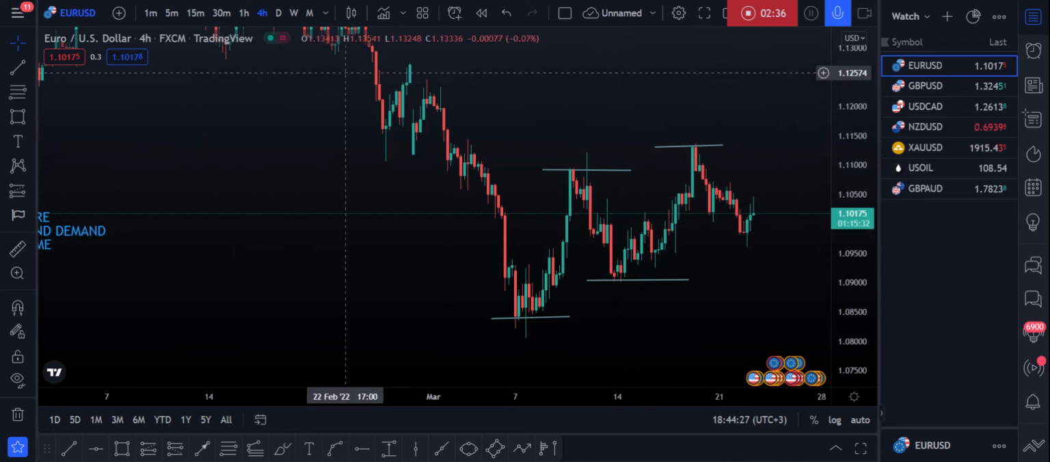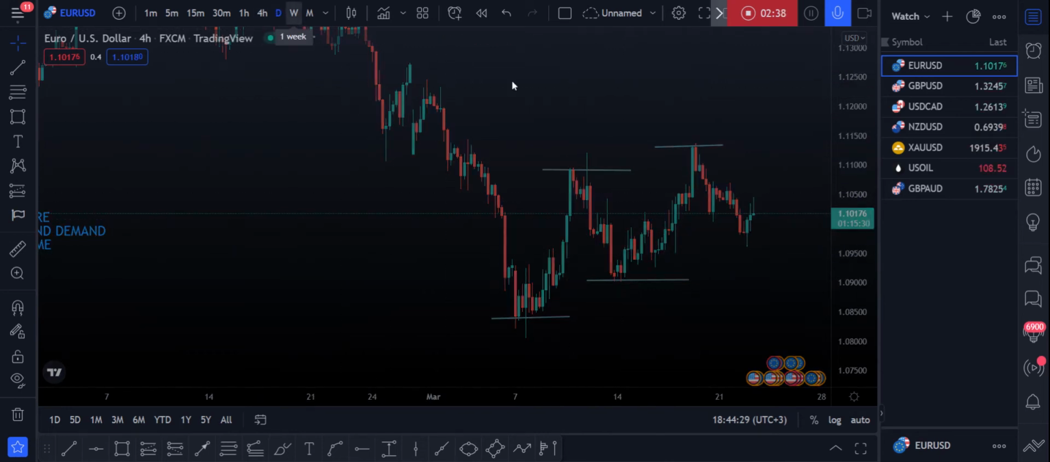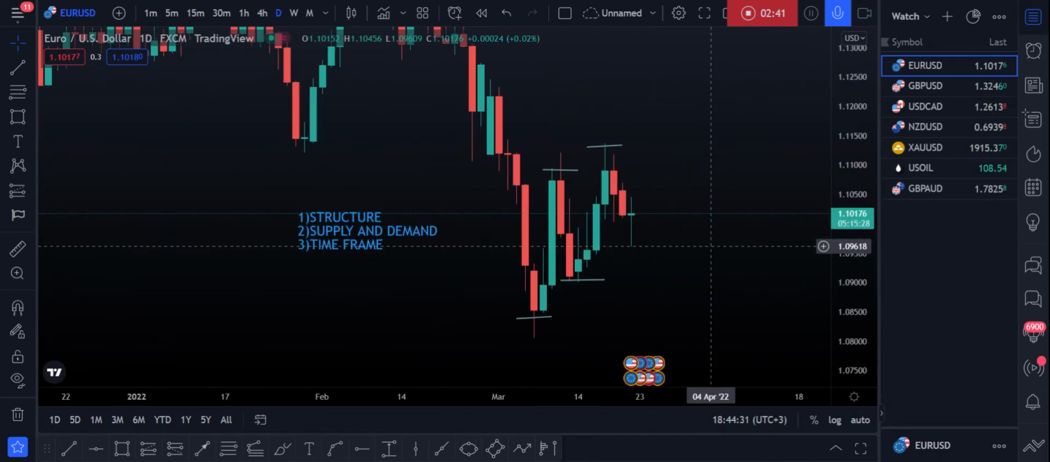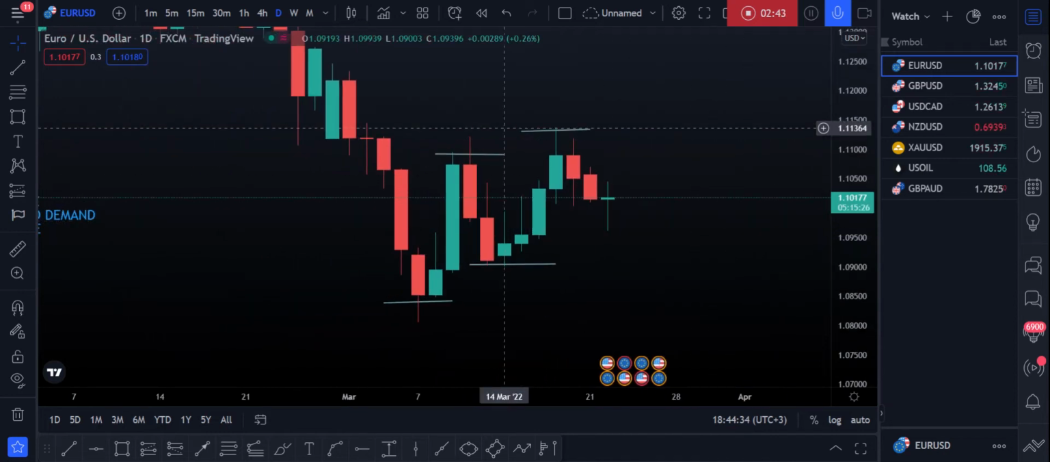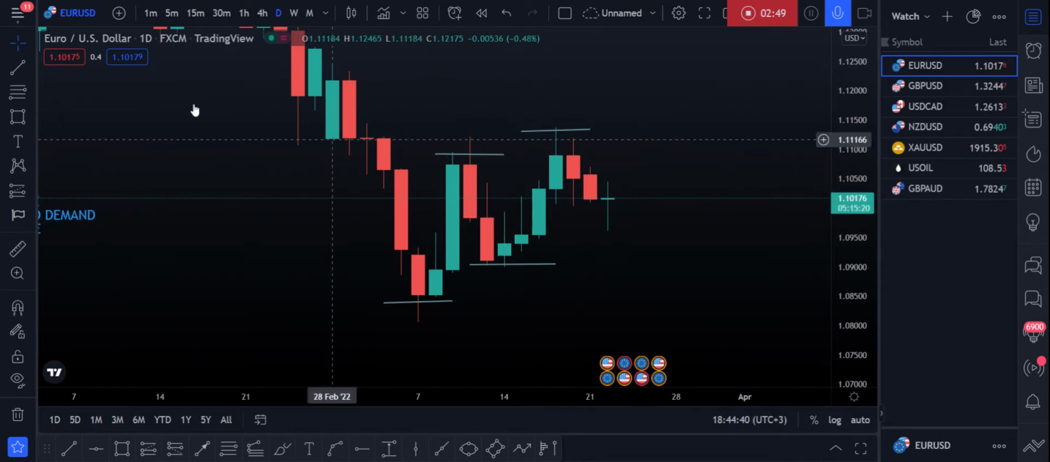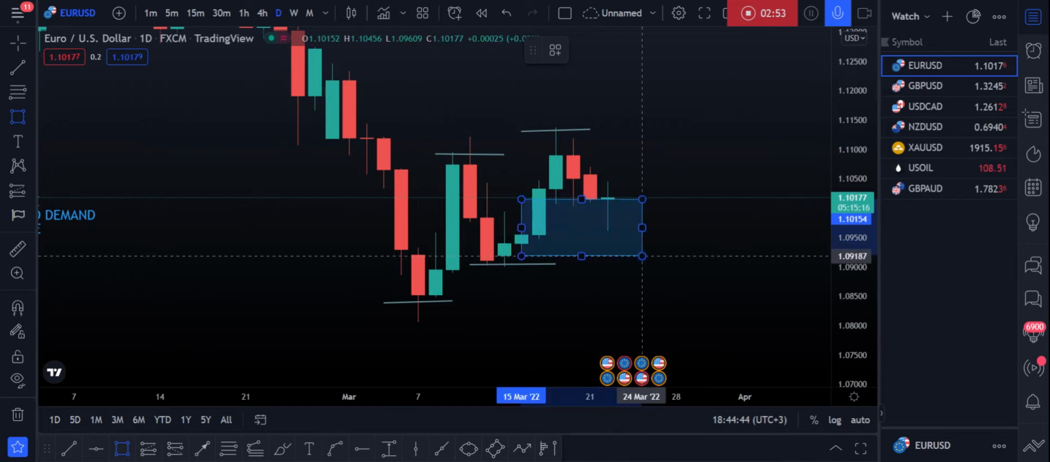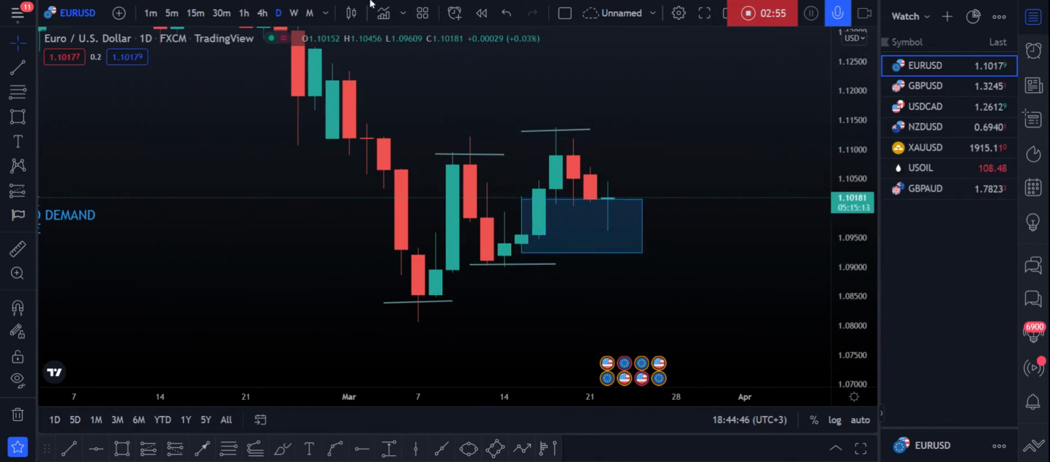Like in this case, we are trading the H4. So we go to the daily, and we will look for a demand zone that was responsible for the break of structure. We shall highlight that using a rectangle. It's quite a big zone.